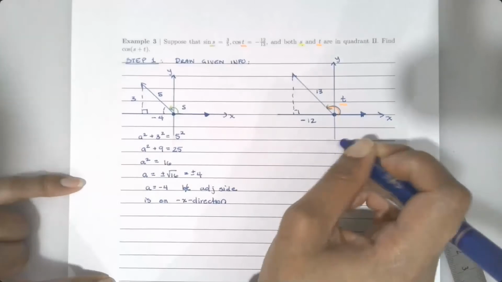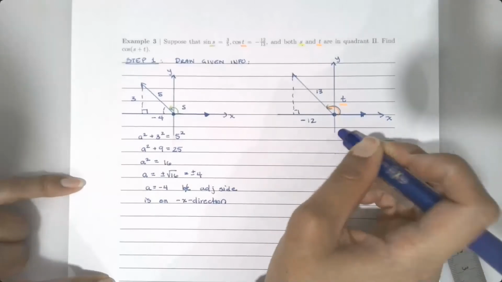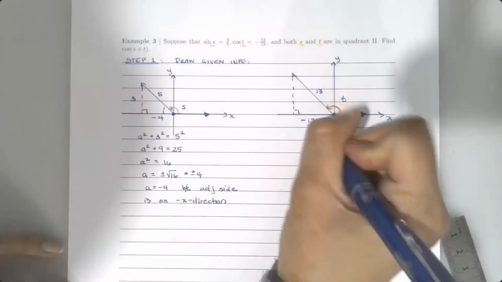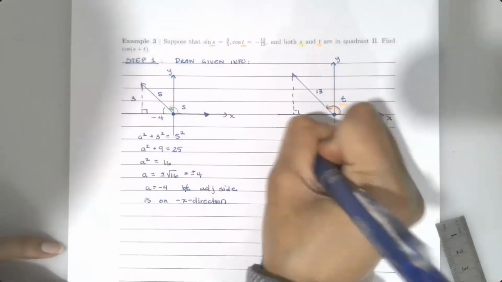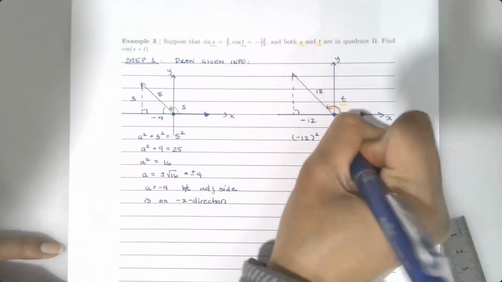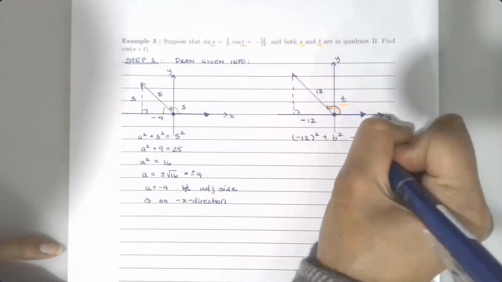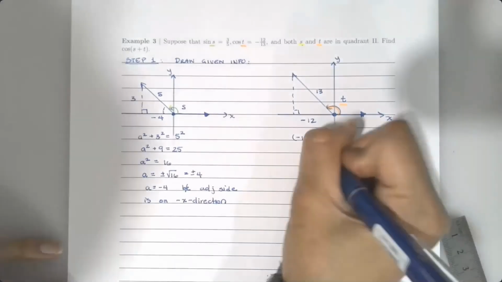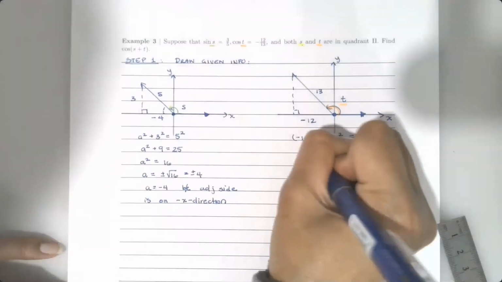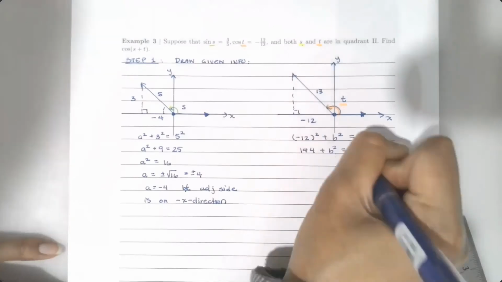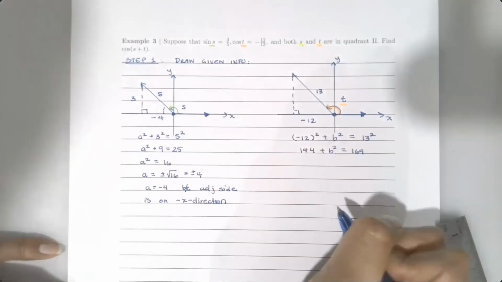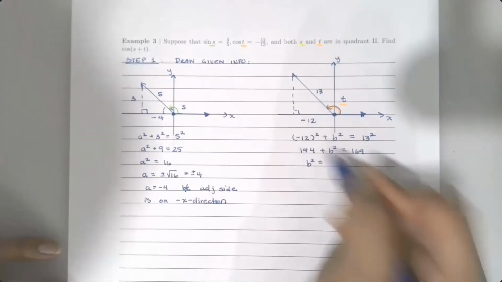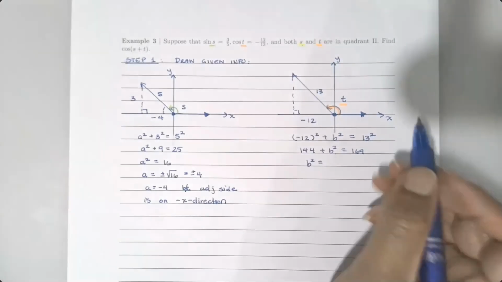We have one piece of missing information on that triangle that we can find with the Pythagorean theorem. So we have negative 12 squared plus this opposite side, which we'll call b, so b squared is equal to the hypotenuse squared. That means that 144 plus b squared is equal to 169. That means that b squared is going to be 169 minus 144, which is going to give us 25.